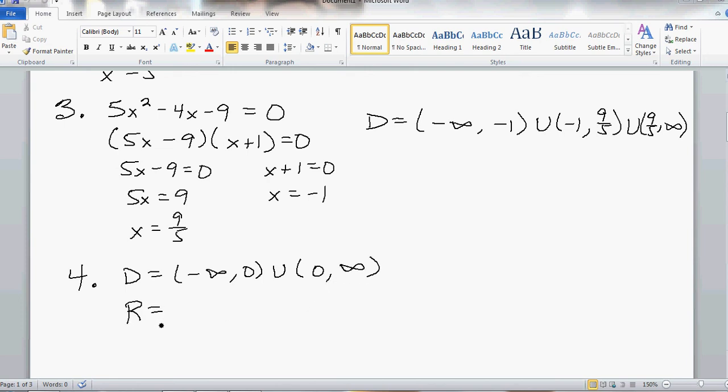Now the range, on the other hand, is what are the y values? Well, the y values, it goes just on the left part there, it goes negative infinity all the way to positive infinity, and there's nothing that it's going to block out as far as a y value is concerned. So the range is negative infinity all the way up until infinity.